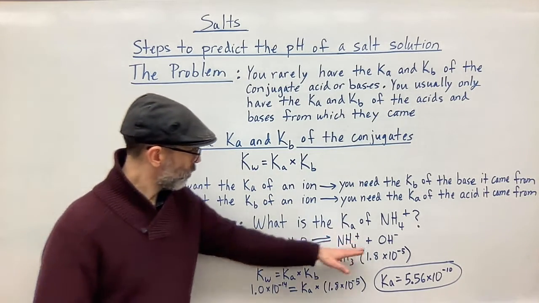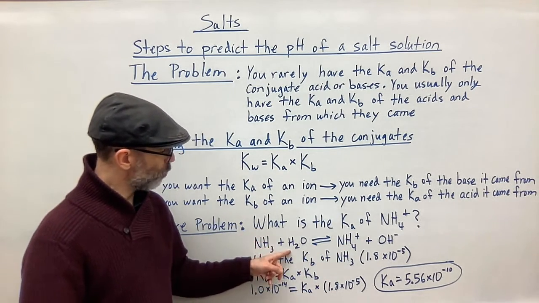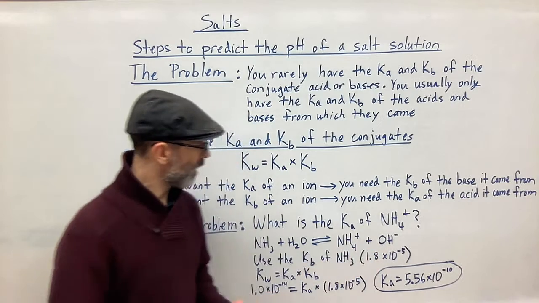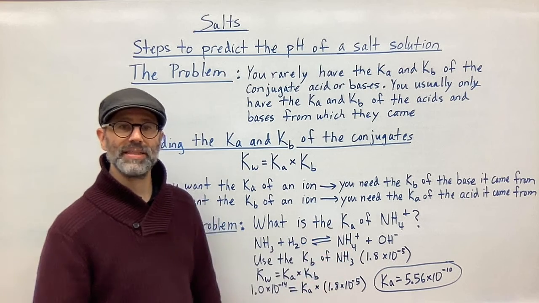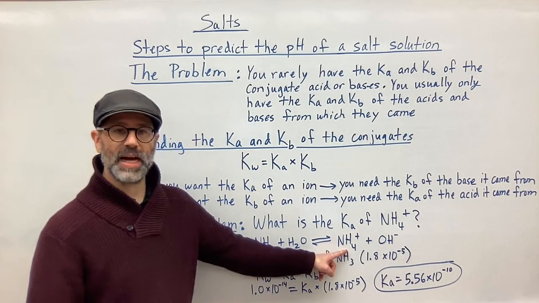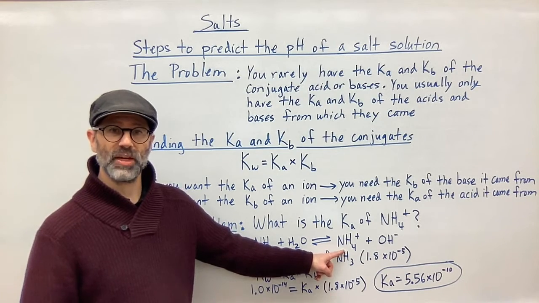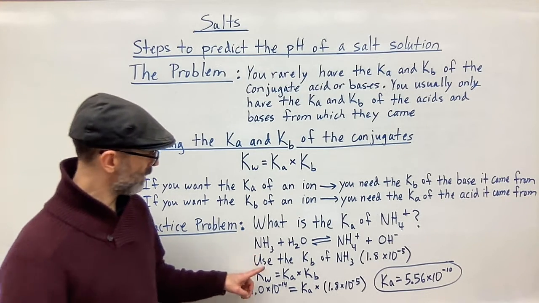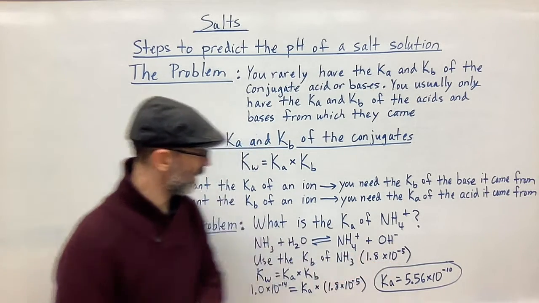So here is the reaction from which we get the NH4+. Ammonia reacts with water, takes a hydrogen from water, and forms the NH4+ and the hydroxide. And here we see that the NH4+, the ammonium, is the conjugate acid of this base. Because this is the conjugate acid, we're not able to look it up in a table, but we can look up the base. So if we look this up in the table, we can find the Kb for NH3. The Kb for NH3 is 1.8 times 10 to the negative 5.